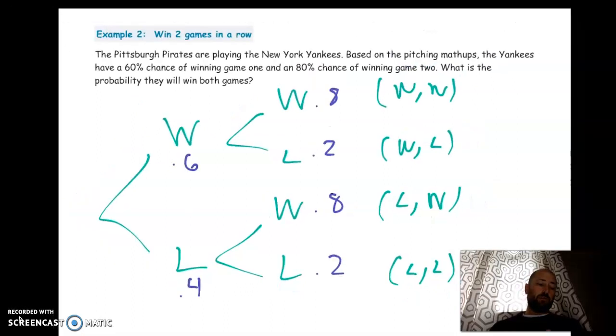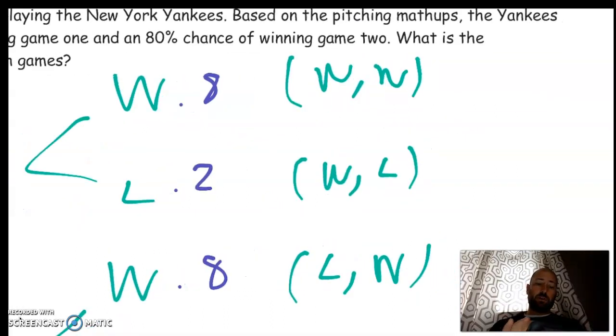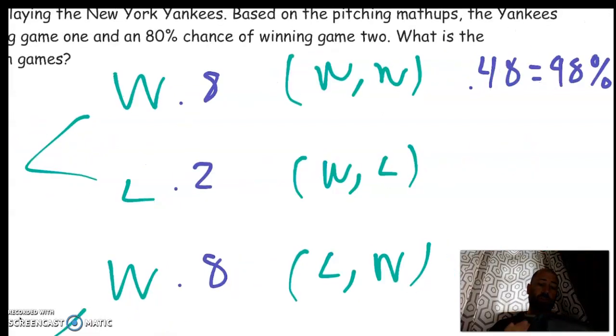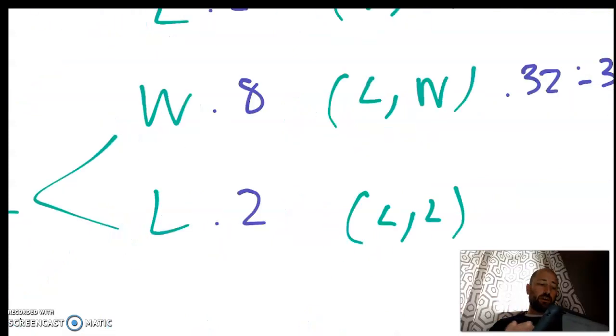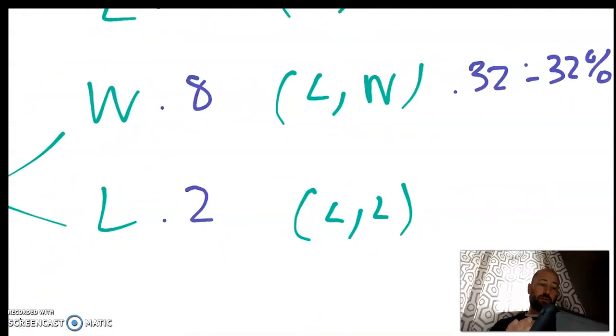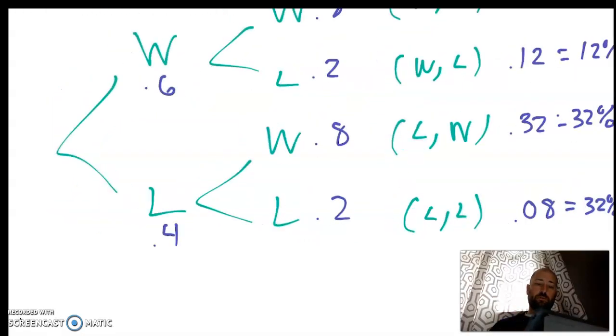Now I'm going to multiply W times W, 0.6 times 0.8, there's a 48% chance. 0.6 times 0.2 is a 12% chance. 0.4 times 0.8 is a 32% chance. And 0.4 times 0.2 is an 8% chance.